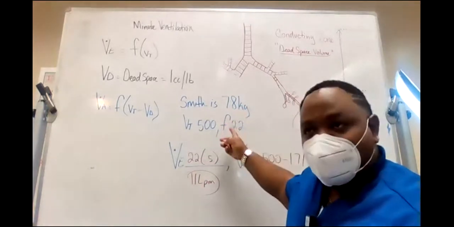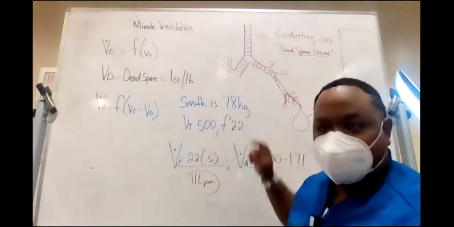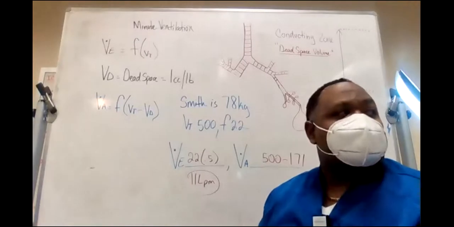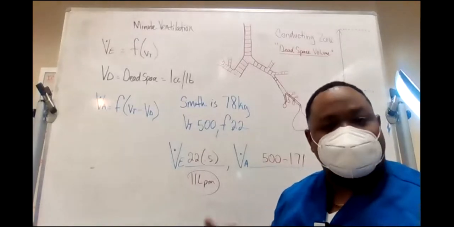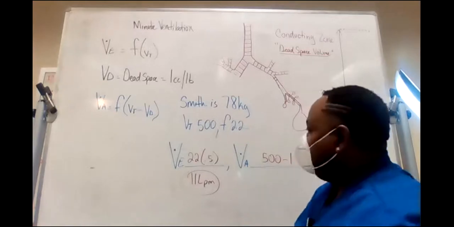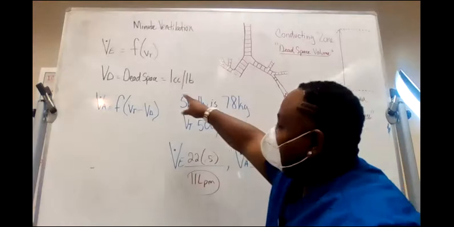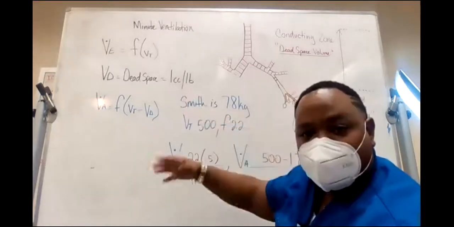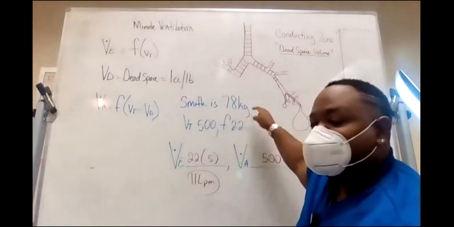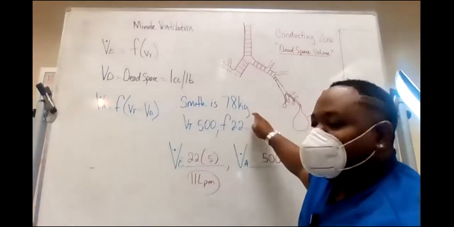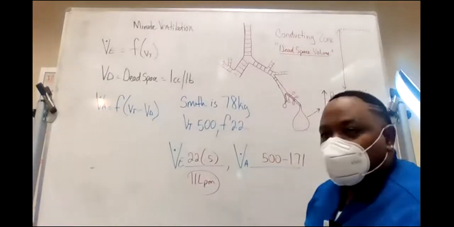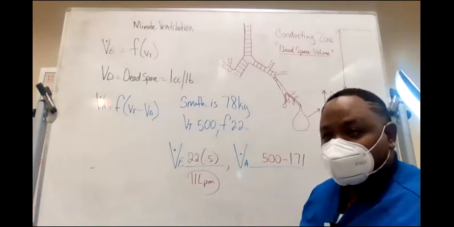Okay. To convert from kilograms to pounds, take the kilograms times 2.2. Y'all got to remember that. To convert from kilograms to pounds, you must multiply by 2.2. Because the dead space is 1 cc per pound. Well, I gave you his weight, but I gave it to you in kilograms. So you had to convert this to pounds. So 78 kilograms is 171.6 pounds. So if you said 171 or you said 172, it don't matter. It's going to be close enough.